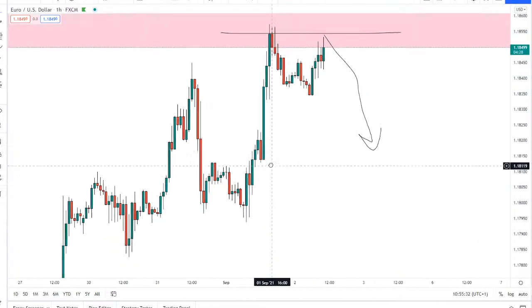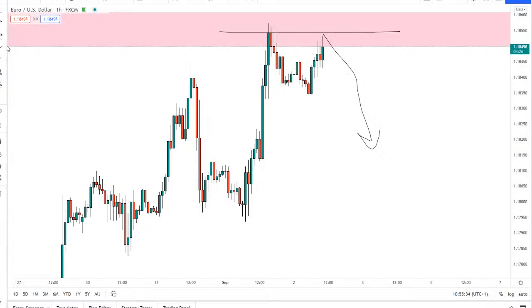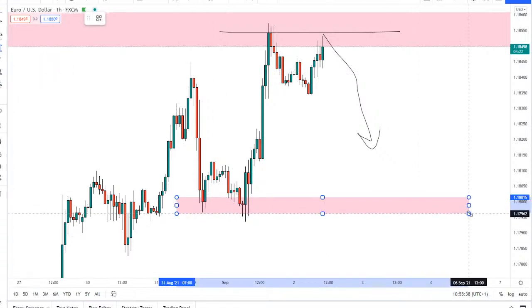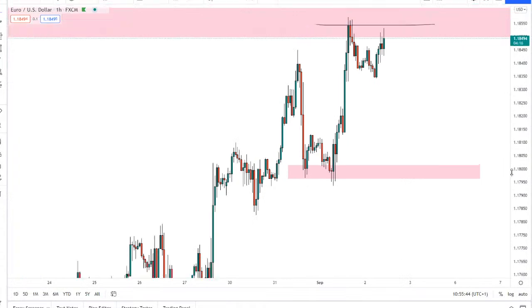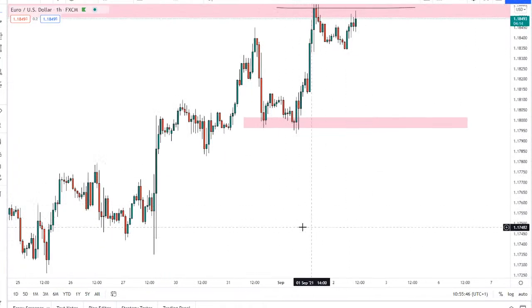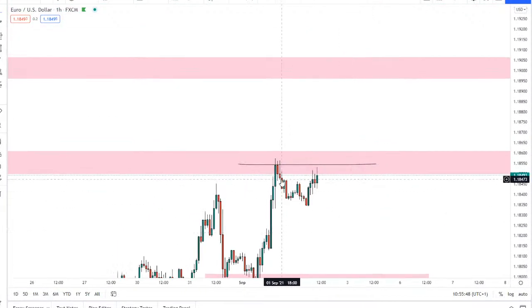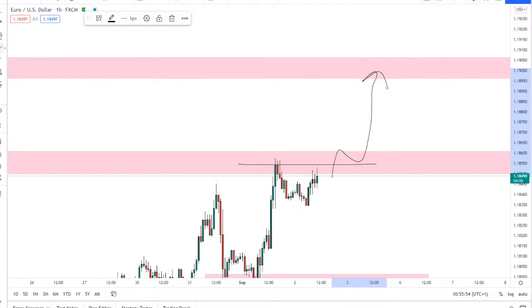But if we do see a move to the downside, I'll probably be expecting a pushback down into this level here, because we're coming to a really nice resistance, and if price does respect that, I do expect to see some type of move down, maybe even further, maybe even back down to 1.17500. If we can break through this level here, I think price will probably push on to 1.19 up there.